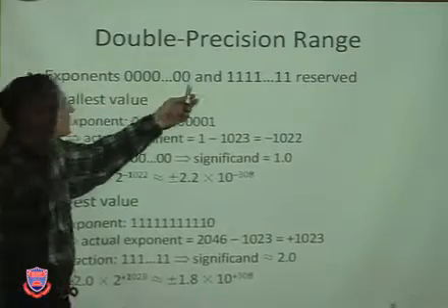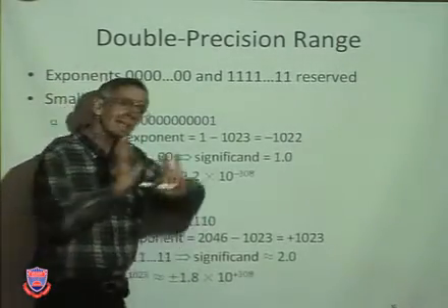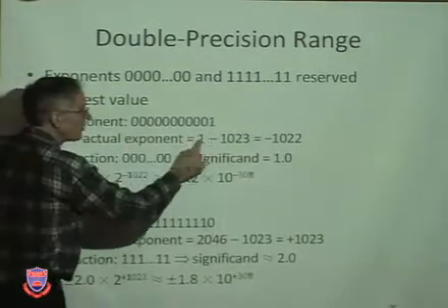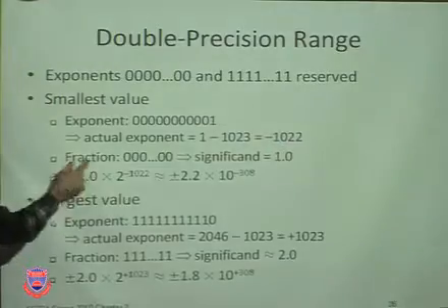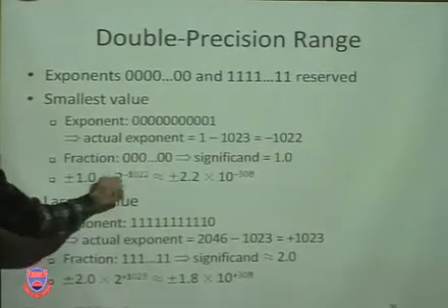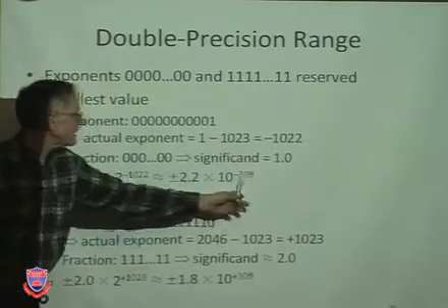Our smallest exponent of all zeros and our biggest exponent of all ones are reserved. Take them out. So what we're left with is our smallest exponent of 1; 1 minus 1,023 is negative 1,022. So our smallest number is therefore 1.0, a fraction of all zeros, times 2 to the negative 1,022, and that's about this. And I think that's pretty small.